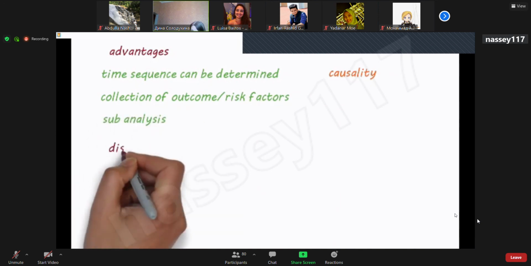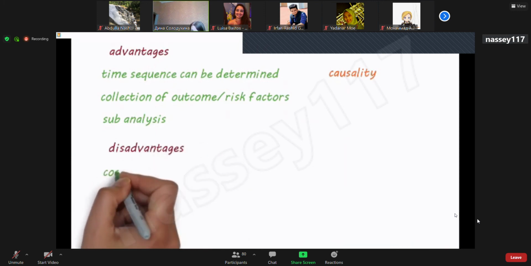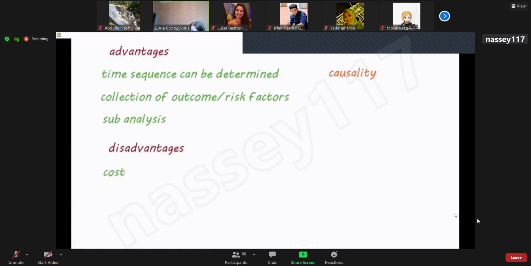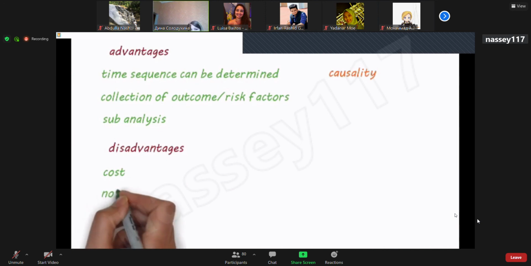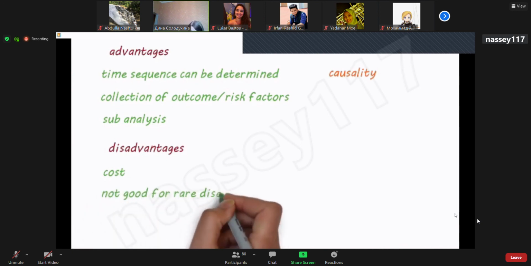A disadvantage of cohort studies is the high cost, as they can involve a large number of people being followed over a long period of time. They're generally not suitable to study rare diseases.